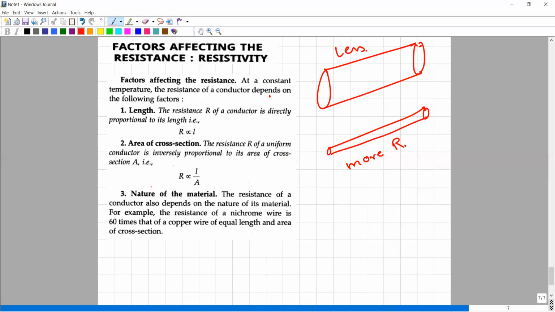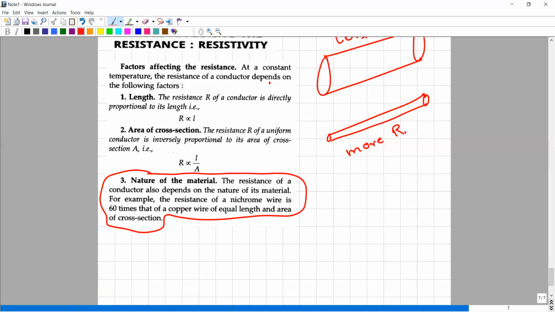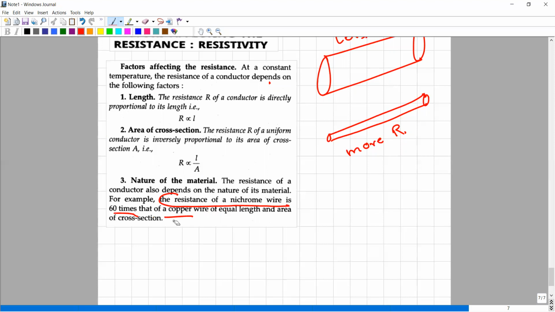The third thing is the nature of the material. Every material is not the same. Their atomic level things are different. So how the flow of charge in a certain material is going to be depends upon the atomic and the molecular structure of the material. Some materials will have very high resistance, like nichrome wire, which has 60 times that of copper wire, and some will have less. Copper is less, they are better conductors. Less resistance means good conductors.